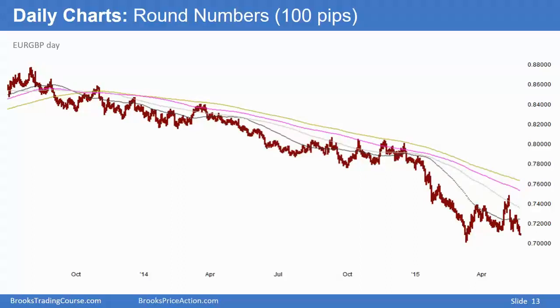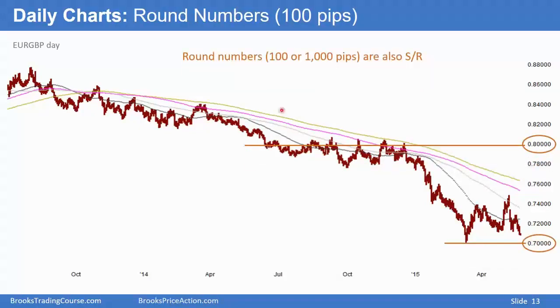This is a daily chart of the euro versus the British pound, and big round numbers can be important as well, so multiples of 100 pips. Here, multiples of 1,000 pips. You can see the market fell and then went sideways. It was finding support at 0.8000. Ultimately, it got a bear breakout and it raced down to the next big round number, 0.7000, and bounced.